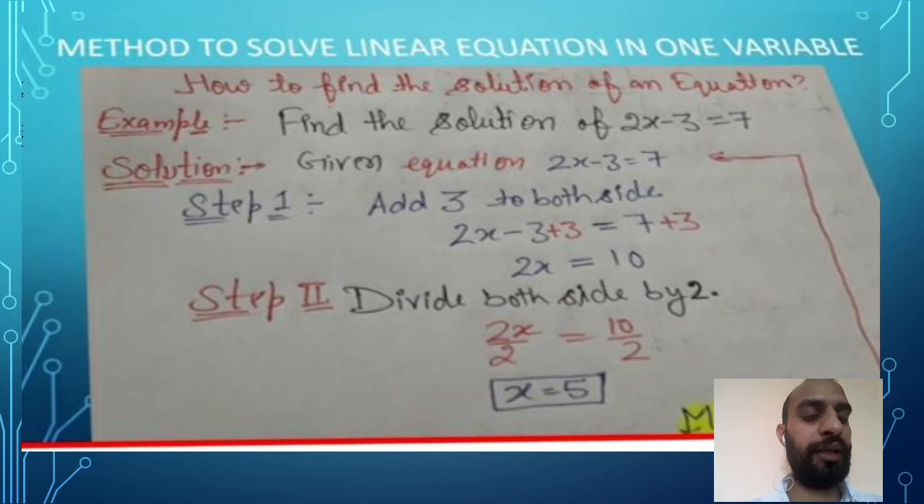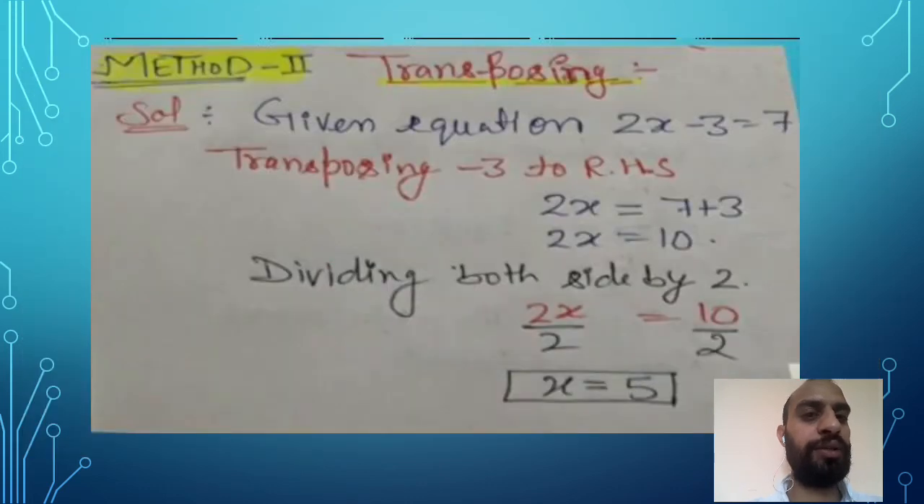This is the equality method. Even if you are not able to solve by this method, you can use the transposing method. In this method we are shifting one term from the left hand side to the right hand side, or you can shift right hand side to left hand side. Similarly you can find the answer, and both answers remain the same by both methods. This is the easiest part.